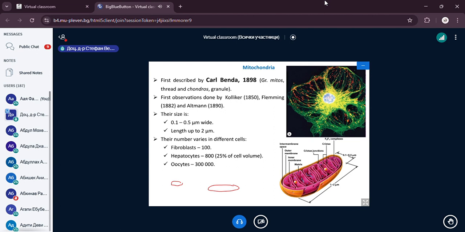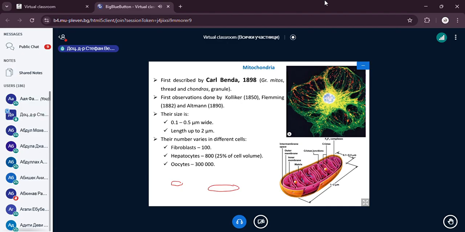But observation of mitochondria were done earlier than Carl Benda. In 1850, Koeniger observed these organelles and described them. Fleming in 1882 and Altman in 1890. But Carl Benda named them. Usually cells have a lot of mitochondria, and probably you know why, because mitochondria, together with other functions they serve, are the major source of energy for the metabolism of the cell. Mitochondria are where ATP is being produced. And most of the cells have quite many mitochondria present in their cytoplasm.